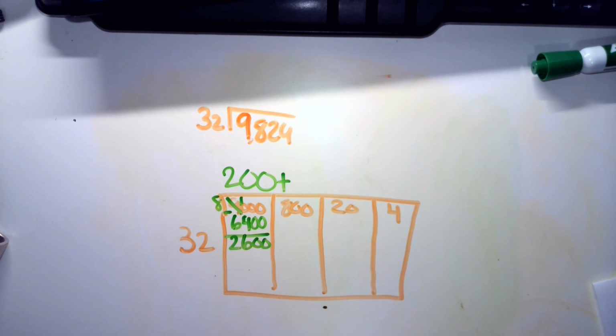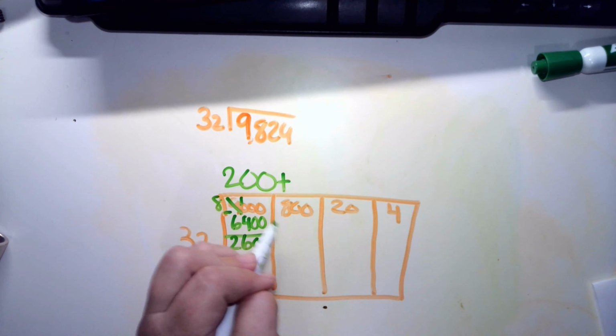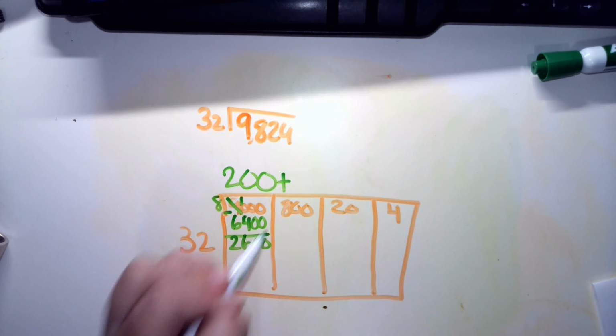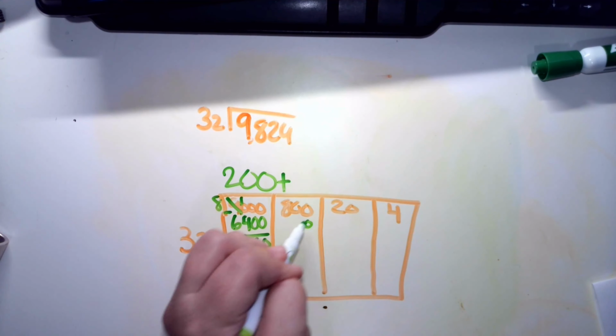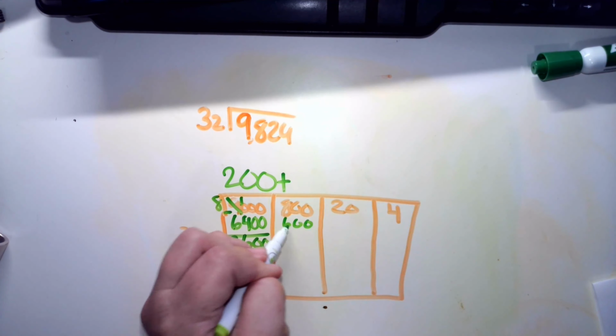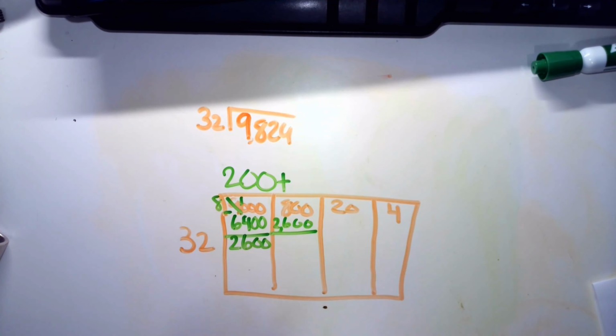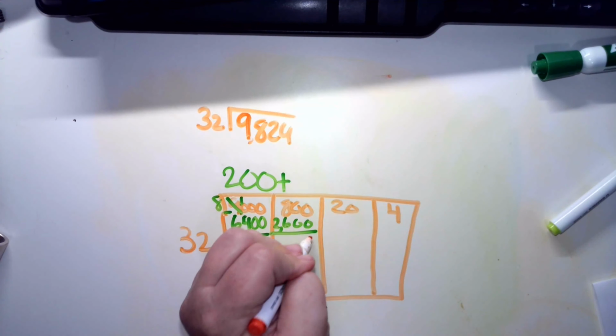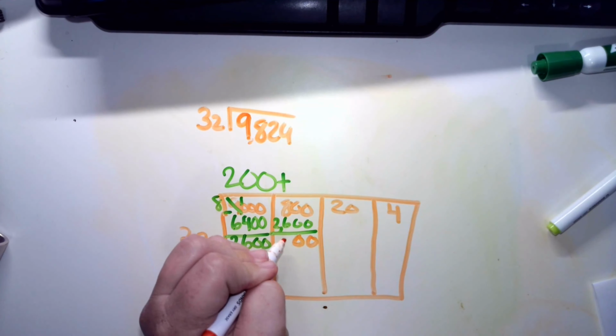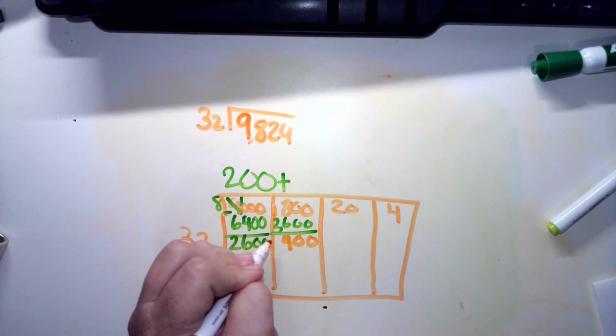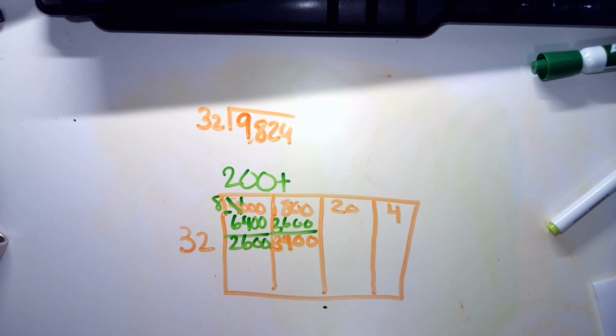We know that 32 can still go into that number. However, I'm going to move it. And I'm going to move it up here with my 800. And I'm going to combine them. Okay? I'm going to combine my 2,600 with my 800 to make a new number. Okay, 0 plus 0, 0, 0. 8 plus 6 is 14, and 1 plus 2 is 3. So now I have 3,400.